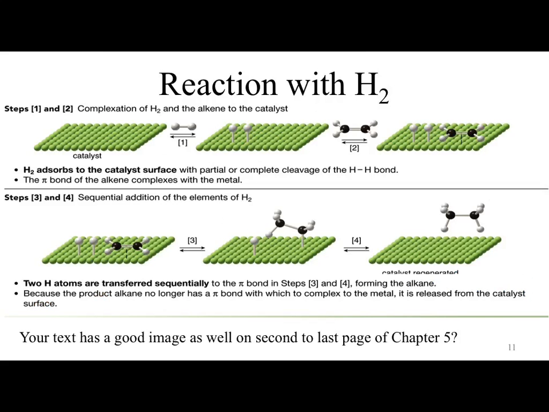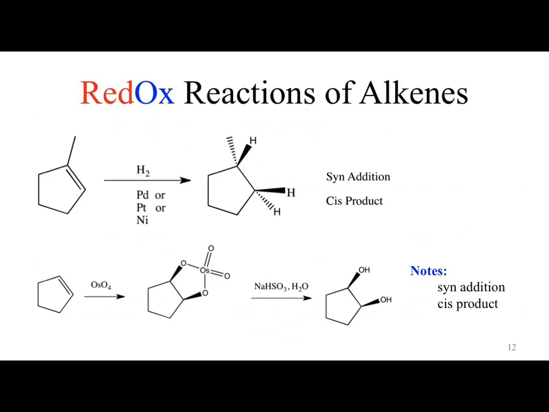One of the other addition reactions we could run is reacting with hydrogen. Probably didn't need to show this whole big slide, but this was ultimately showing us that the hydrogen adds syn. So we get a syn addition of hydrogen across the double bond, meaning our hydrogens add to the same side of the double bond. Whereas when we did bromine, we ended up with the anti product, or our trans product. Here we get cis products when we do our hydrogen additions.